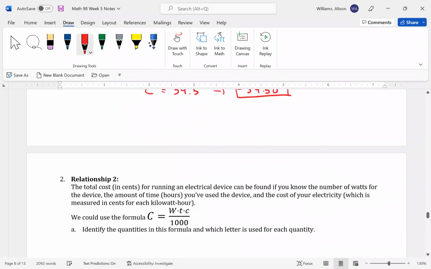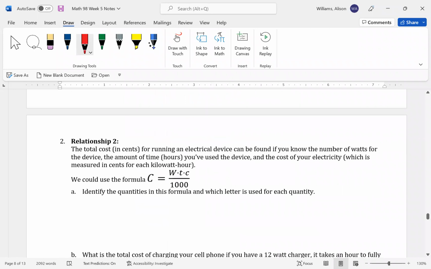All right, let's look at another one. The total cost in cents for running an electrical device can be found if you know the number of watts in the device, the amount of time you've used the device, and the cost of your electricity. All right, so they give us a formula and we're going to try to identify everything in the formula. It's a very large formula. I don't know why they have it so big. That's fine. Let's look at it. Okay, so total cost, again, I'm thinking that's the big capital C on the outside.